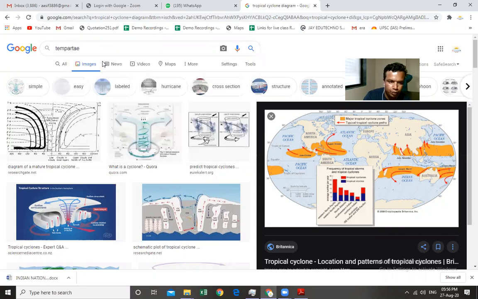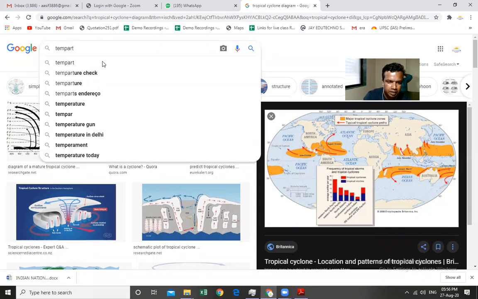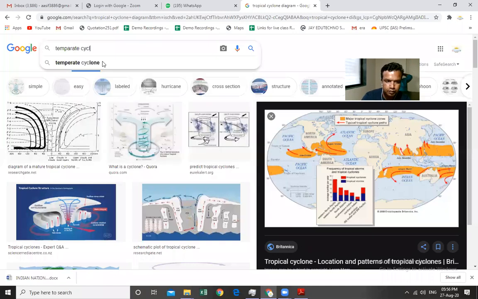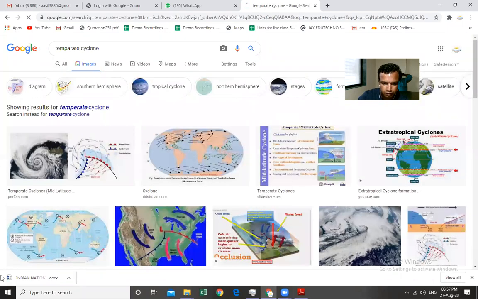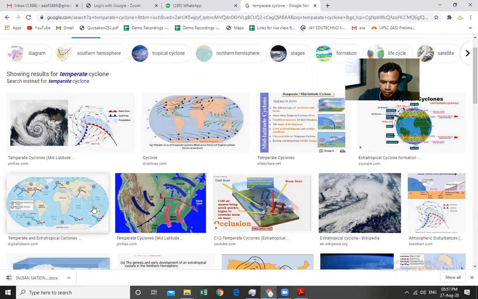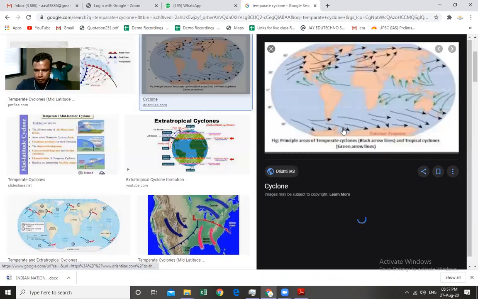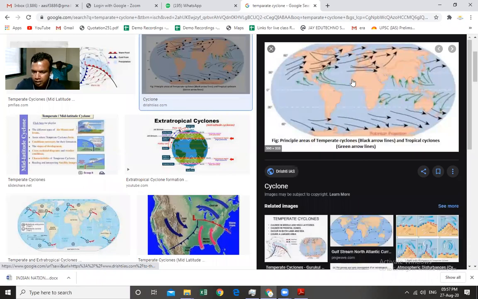So I will show you a picture which will help you in understanding how the temperate cyclones are created. Okay, can you see this world map now? Is it visible to all of you? Now here you can see the temperate cyclones are created in this zone between 30 to 60 degree latitude, right?